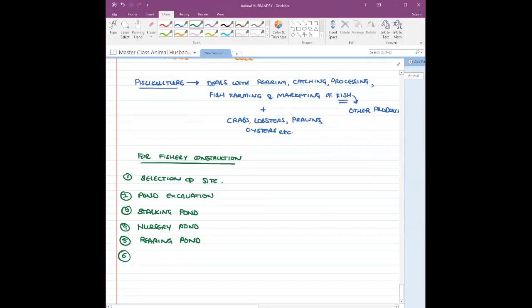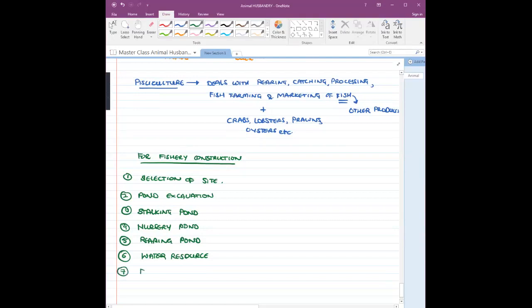Along with this, what else are we going to require? We require the most important thing, the water resource. Why water resource, guys? Because whether you are following marine fisheries or freshwater fisheries, depending upon that, the water source needs to be selected. Accordingly, you need to maintain the pH of the water, the pressure of the water, the salt concentration. That is all going to be there.